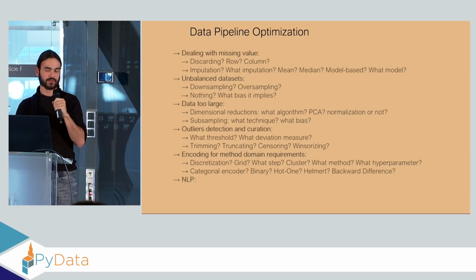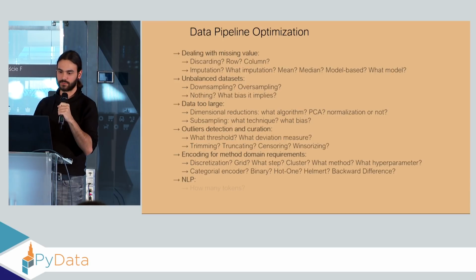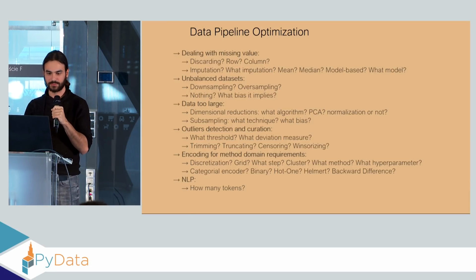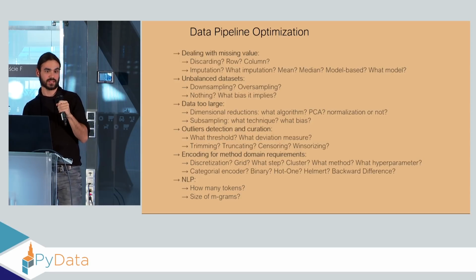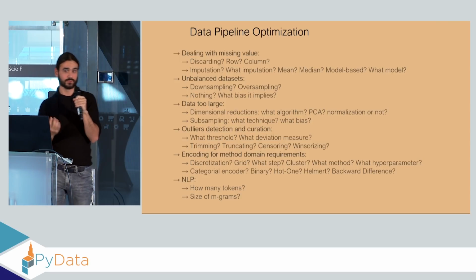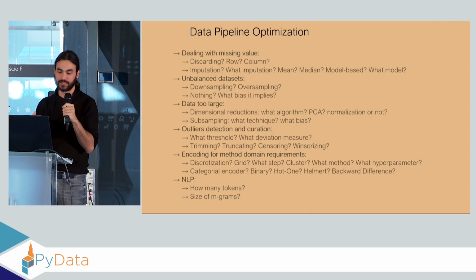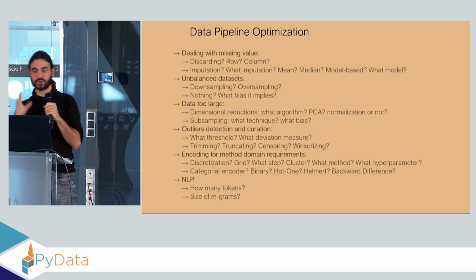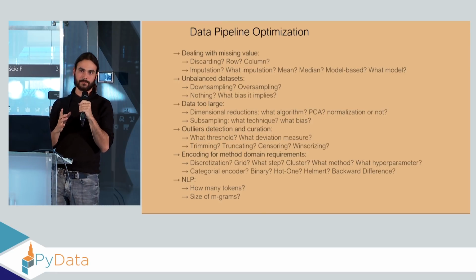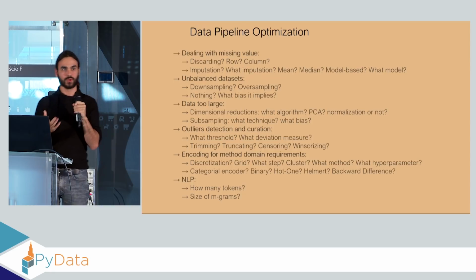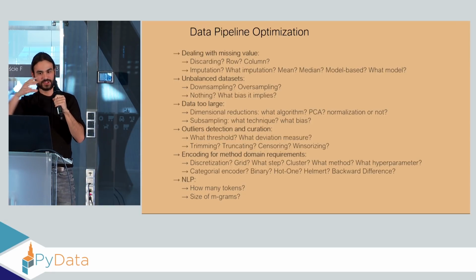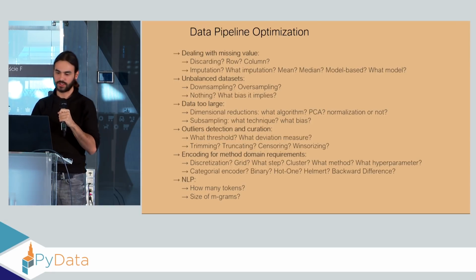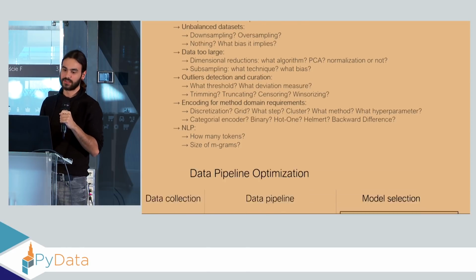And finally, for natural language processing, which is what I will study in this proof of concept: how many tokens are you taking, and what is the size of the n-grams that you're generating and keeping? So there are so many questions, and when you are asking one or two questions, we have general guidelines, but when you start to make a huge data pipeline, this is not that obvious.